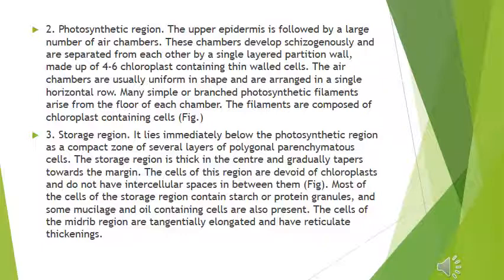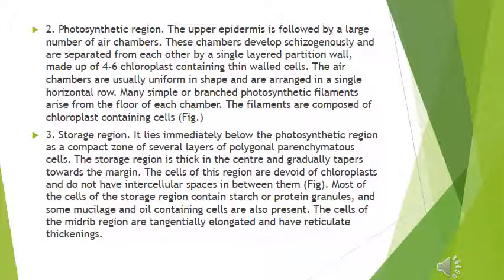The air chambers are usually uniform in shape and are arranged in a single horizontal row. Many simple or branched photosynthetic filaments arise from the floor of each chamber. The filaments are composed of cells containing chloroplasts. Next to this is the last region, also called the storage region.